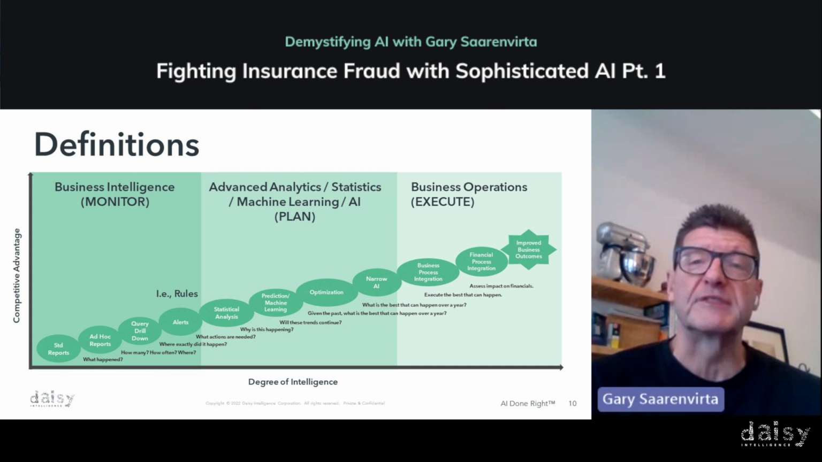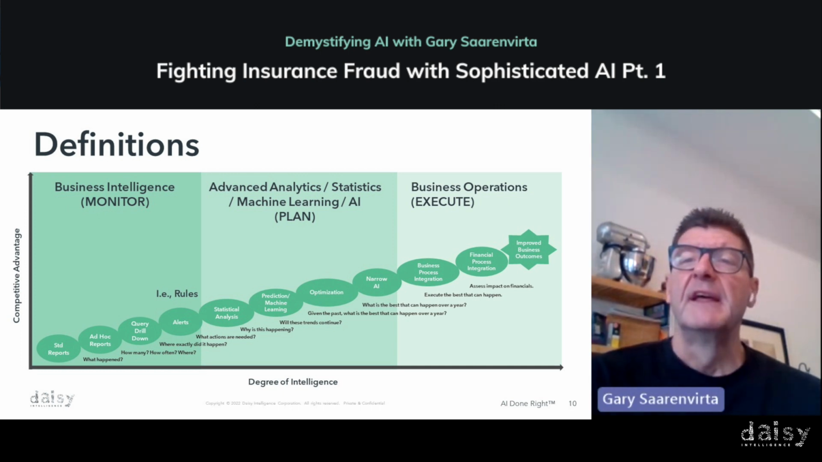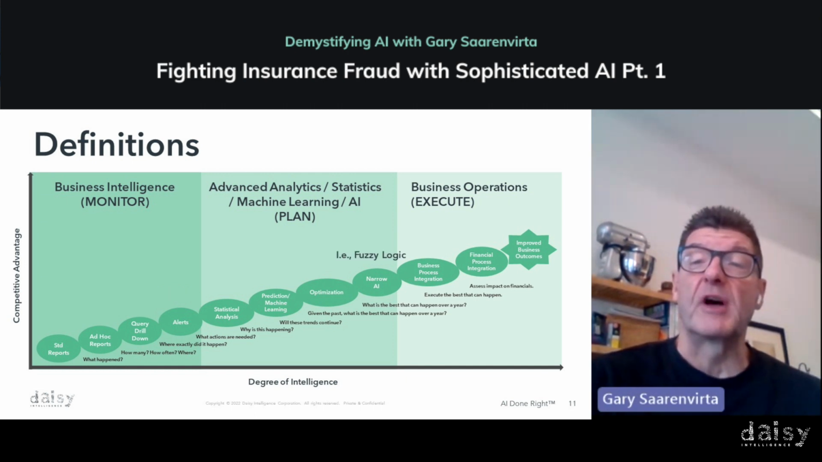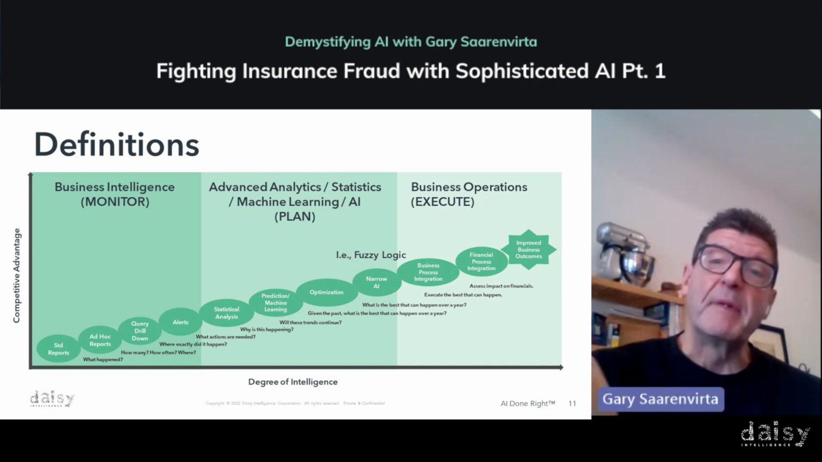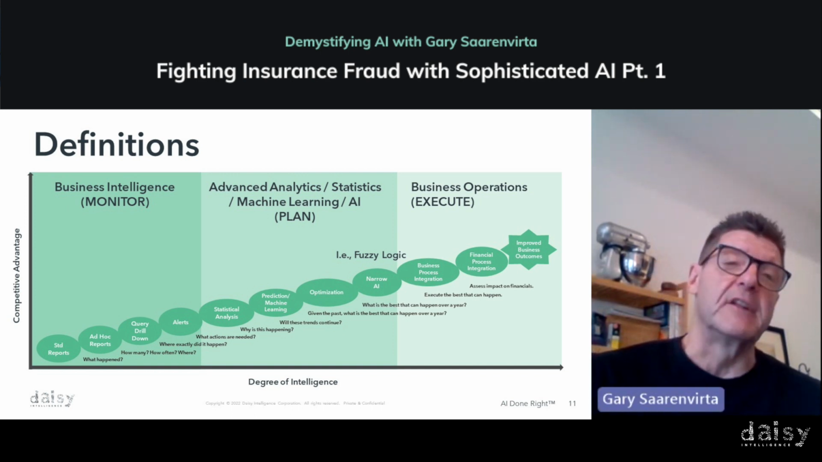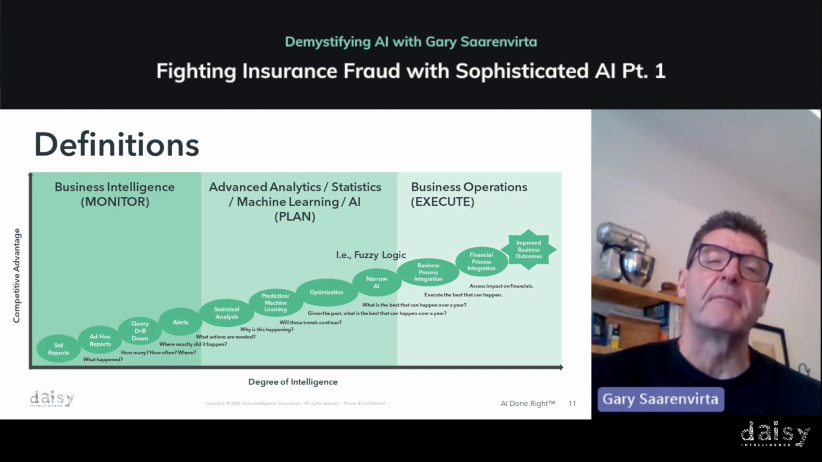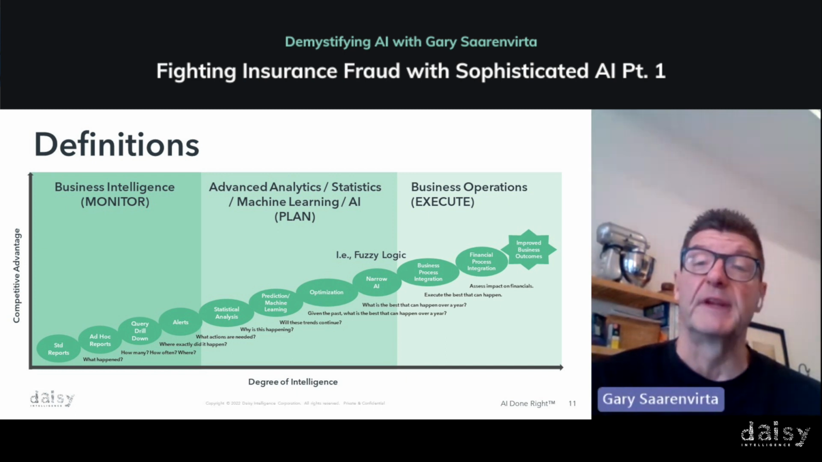And then finally, I think the most important thing that's not talked about enough is integrating this into business operations. So executing: if we can integrate into business process operations, we can execute the best that can happen. I mentioned fuzzy logic under narrow AI because I'll talk about that. That's a branch of mathematics that we use for reinforcement learning in AI and insurance.